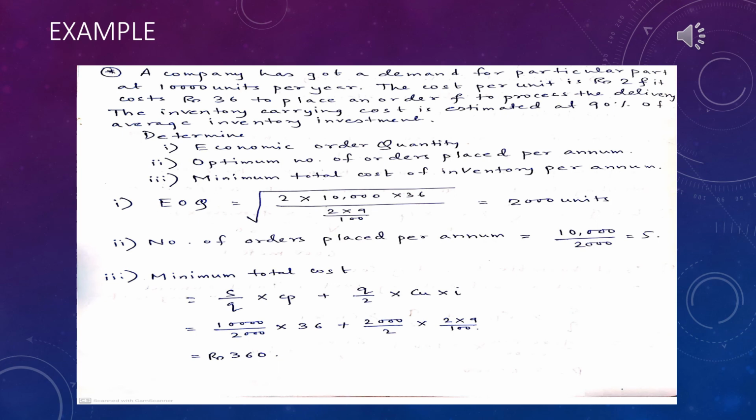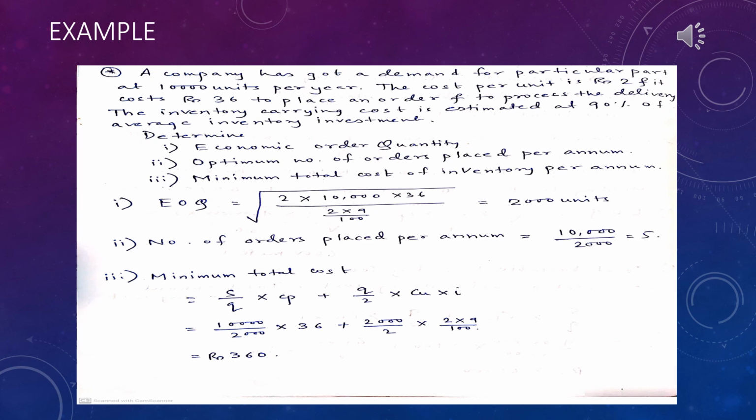The last example of this economic ordering quantity, let's see what the example has given us. The organization has a demand for a particular part of an item at 10,000 units per year. The cost per unit is rupees 2, and to place an order and proceed with the delivery it costs the organization rupees 36. The inventory carrying cost is estimated at 90% of the average inventory investment, which is very similar to the last sum that we were doing.